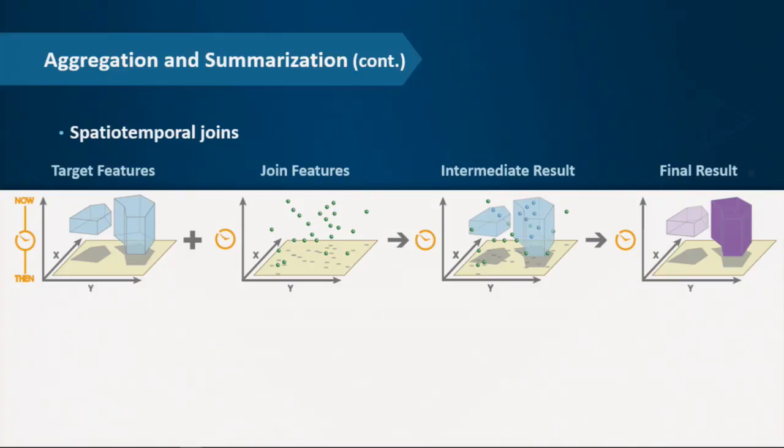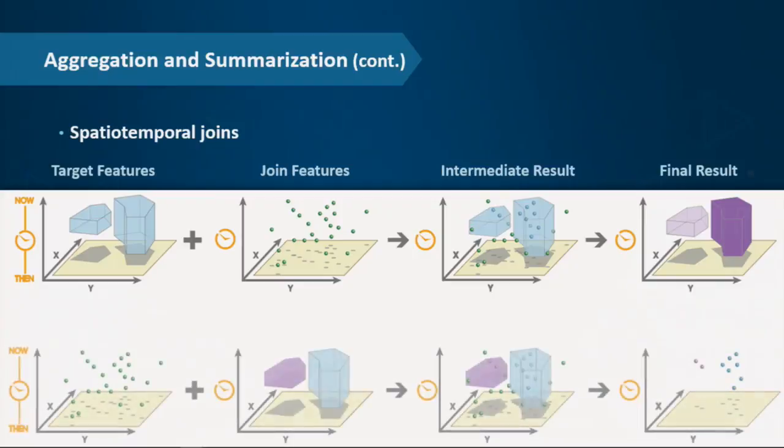Now, let's talk about spatiotemporal joins, a little bit different from the spatial joins that we showed earlier. Here we have target features that are spatiotemporally aware polygons being joined to spatiotemporally aware join features, and on the result on the right side, you see, of course, spatiotemporal polygons. Now, if we reverse what constitutes the target and what constitutes the join features, you see the result on the right. Okay? That's how, by changing the order of what's the target and what's the join, you can get different result geometries.